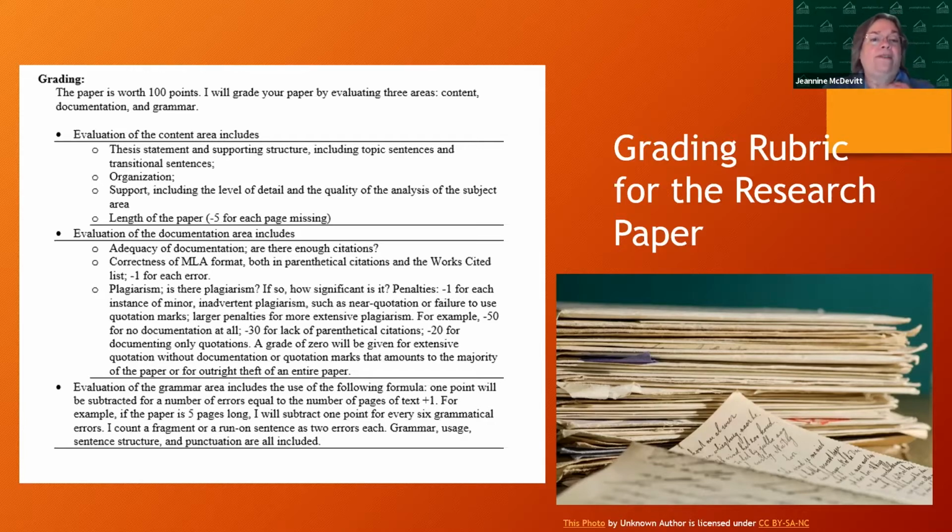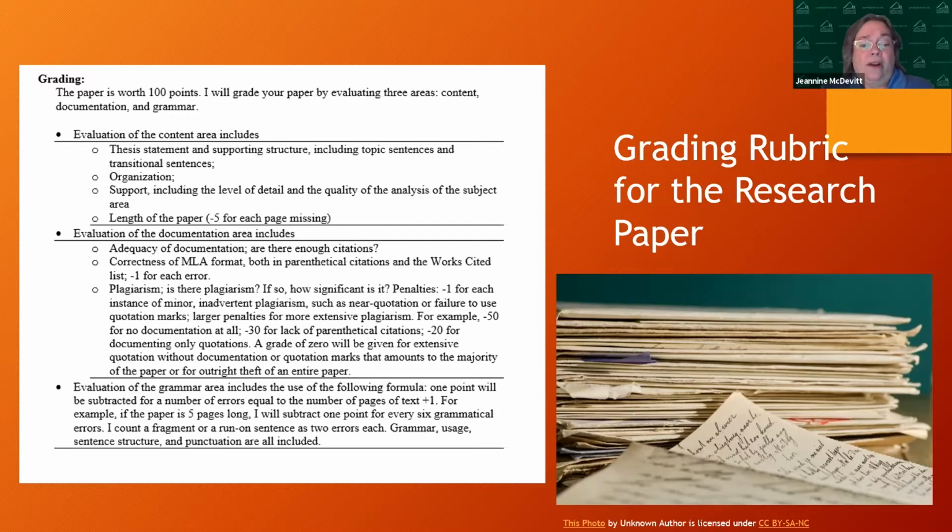All right, evaluation of documentation. Are there enough citations? Is the MLA format right? Is there plagiarism, and how significant is it? Now, here's what I want to show you in this area. If there's no documentation at all, I take 50 points off the top, and that's an F. Documentation is one of the major elements here, everybody, okay?